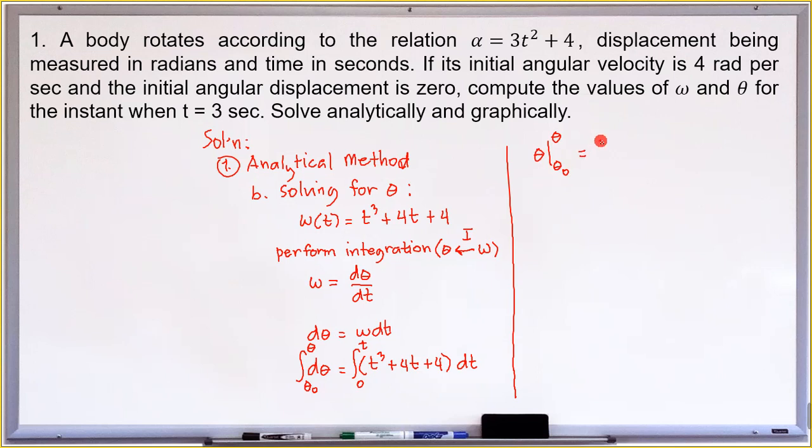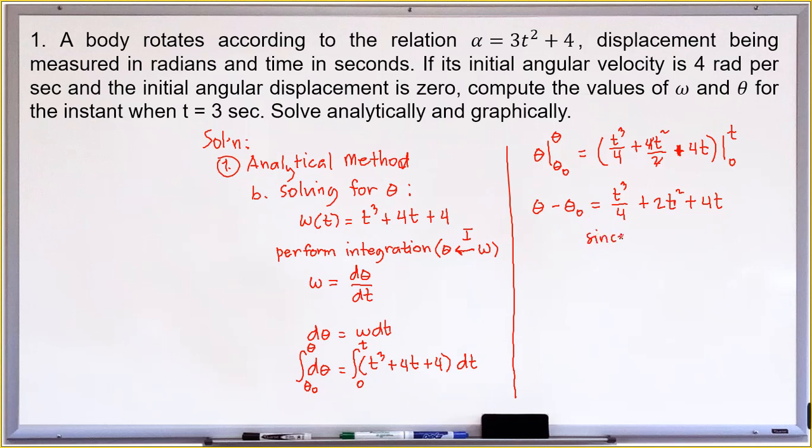And then that is equal to t cube all over 4 plus 4t square all over 2, plus 4t, evaluated from 0 to time t. Okay, let's simplify. So we have theta minus theta naught equals, same as the previous, if we evaluate this expression at 0, it is 0 anyway, so just evaluate this one at time t. The result would be t cube all over 4 plus 2t square plus 4t.